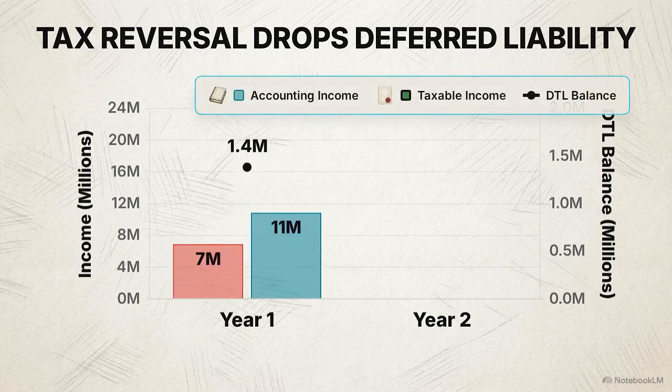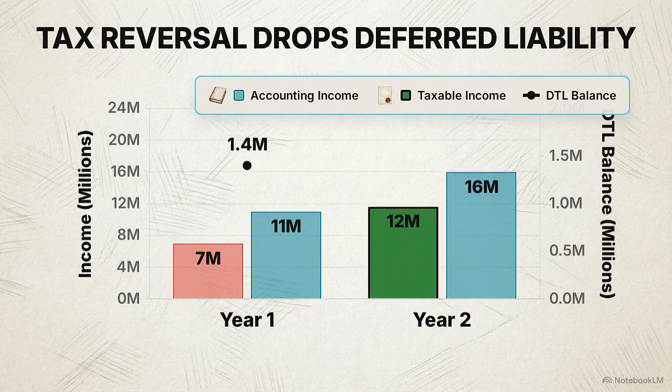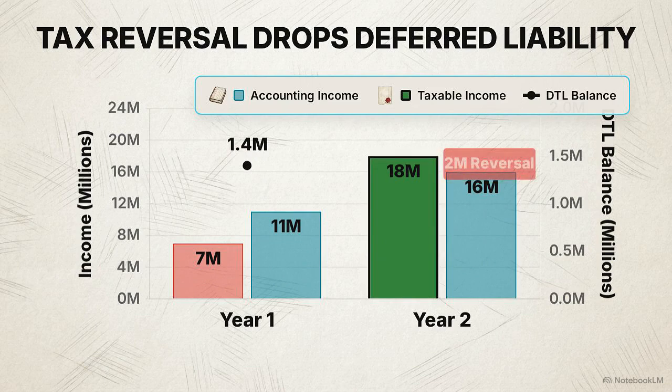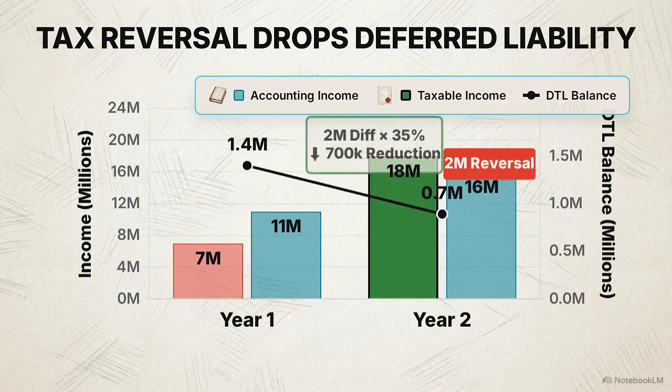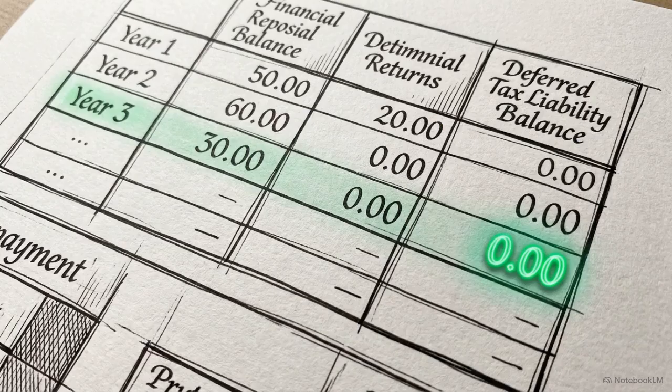In year 2, the reversal begins. Taxable income climbs to $18 million, exceeding the accounting income of $16 million. The company now pays the tax it delayed, reducing the deferred tax liability balance by $700,000. By year 3, the project concludes. Taxable income hits $23 million against accounting income of $21 million. The final $2 million difference reverses, and the liability balance drops exactly to zero.